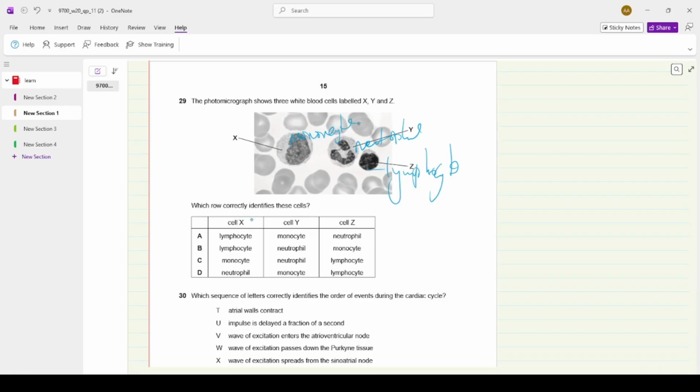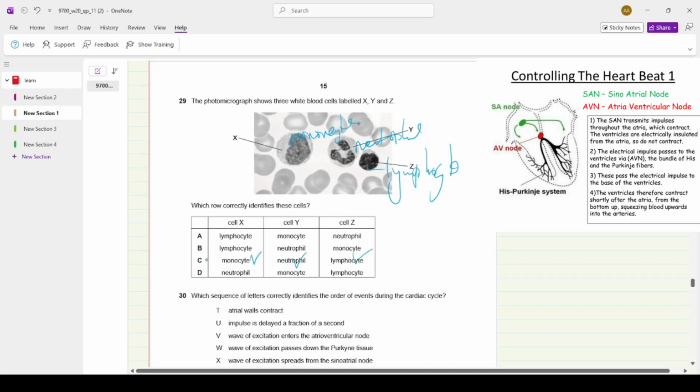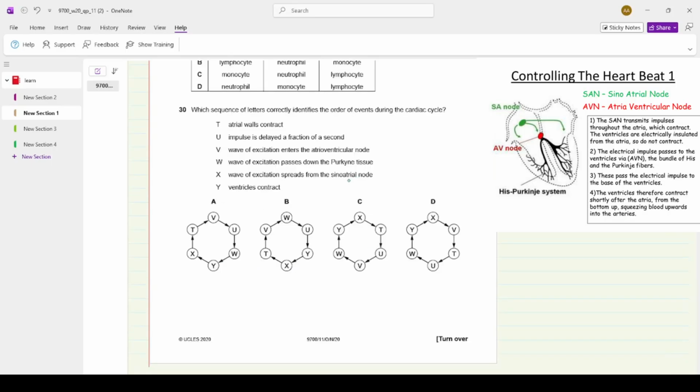X, we already know it's a monocyte. Okay, then Y being a neutrophil, then Z being a lymphocyte. I think this was an easy question, so the answer would be C. Moving to 30, which sequence of events correctly identifies the order of events during the cardiac cycle?